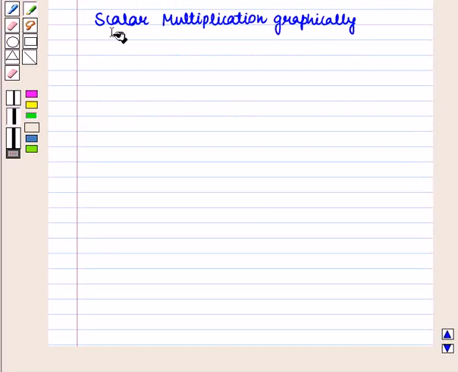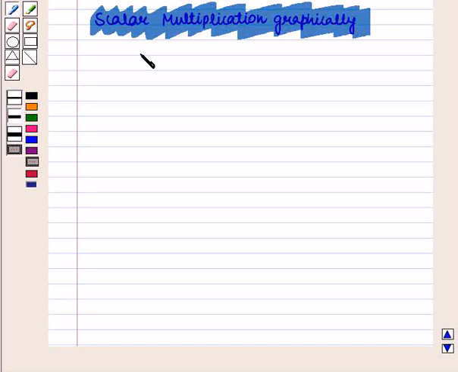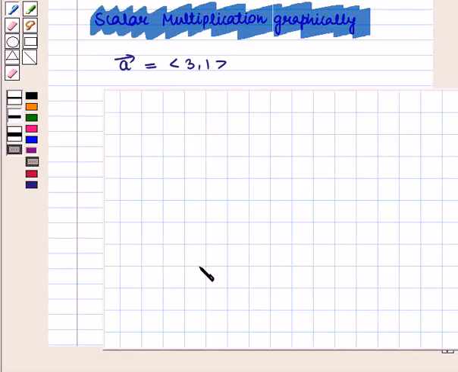Now we will discuss scalar multiplication graphically. Now let us take vector A, which is given by the ordered pair 3, 1. Now let us draw it on the coordinate plane. With any initial point, we move 3 units right and 1 unit up, and we reach this terminal point with the arrow showing upward direction. This is vector A.